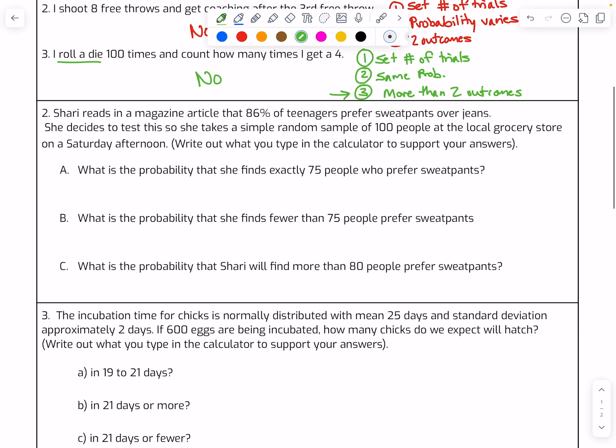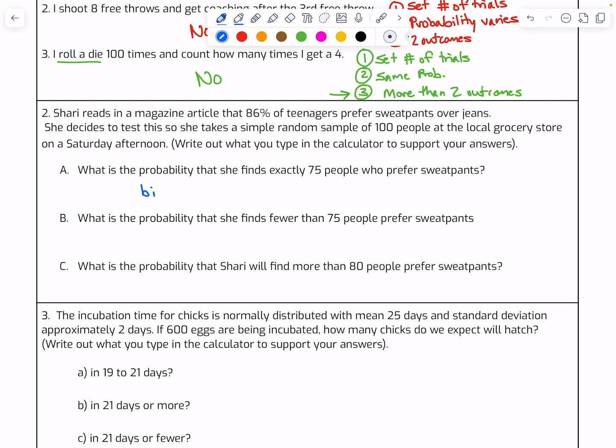All right, number 2 says Shari reads in a magazine article that 86% of teenagers prefer sweatpants over jeans. She decides to test this, so she takes a simple random sample of 100 people at the local grocery store on a Saturday afternoon. And she wants to know what is the probability that she finds exactly 75 people who prefer sweatpants. And so that would mean, first of all, we see that this is a binomial distribution. Either they prefer sweatpants or jeans. There's the same probability for each person, and there is a set number of trials of 100 people. So we're good with that.